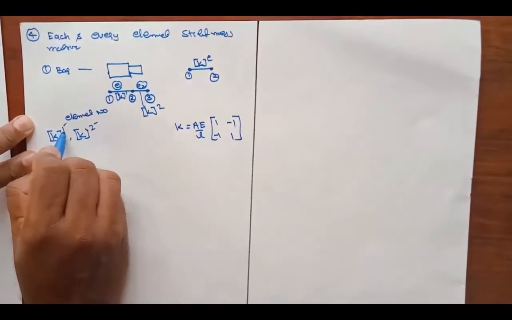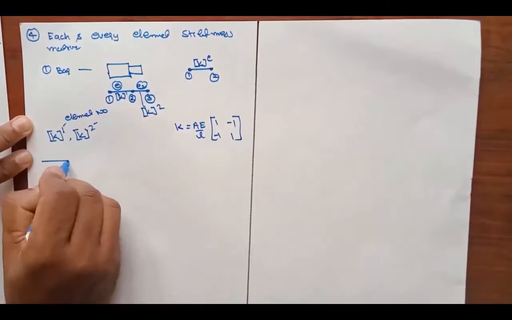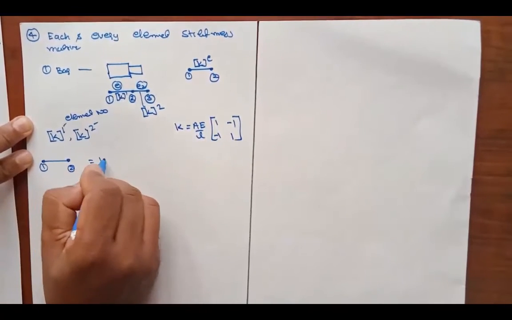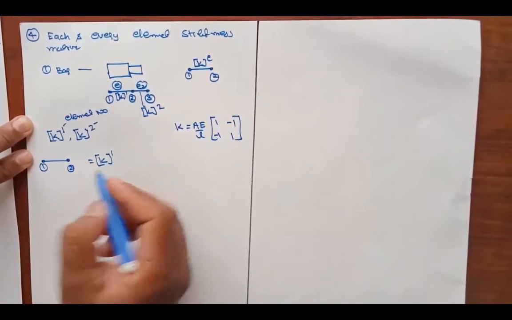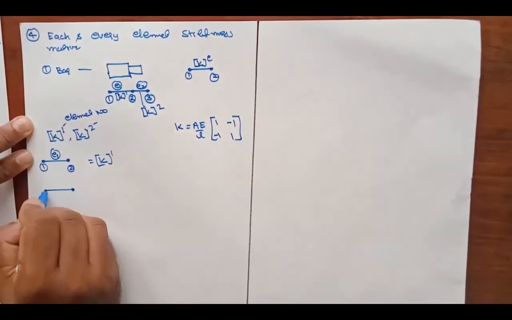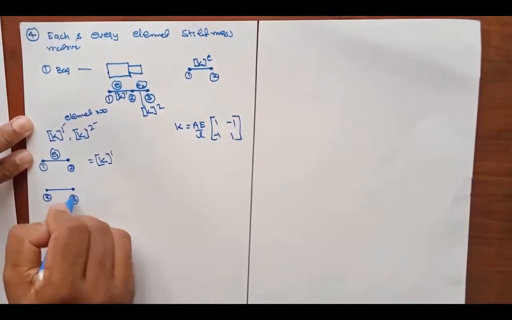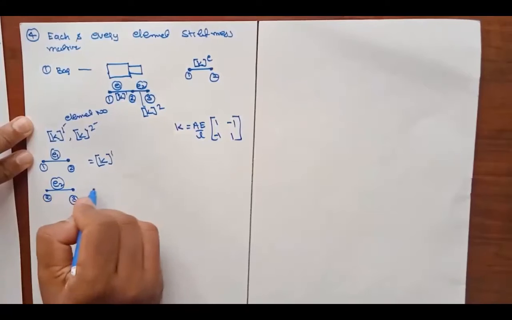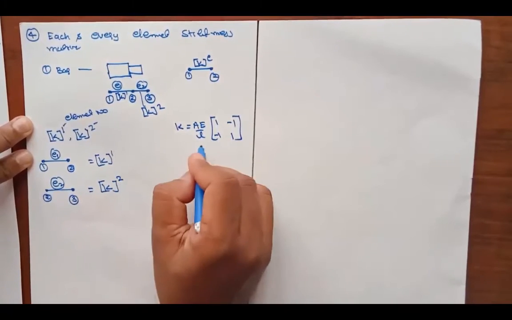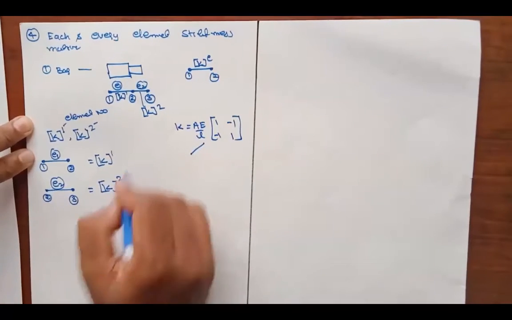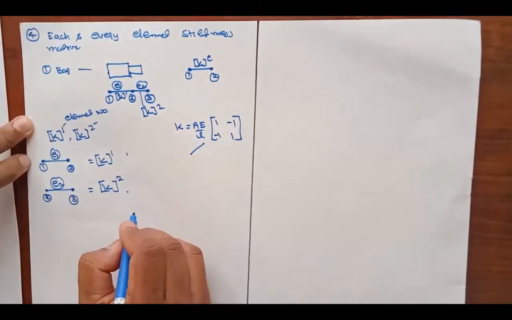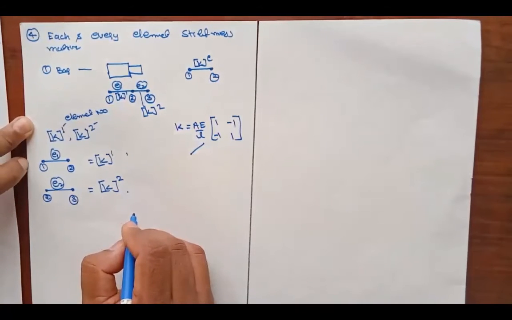Superscript 1 indicates the first element stiffness matrix, having nodal numbers 1, 2. So this is the stiffness matrix K1. Similarly, the second element has nodal numbers 2, 3, and this is element 2, and it is possible to define K2 by using this formula. So once you know K1 and K2, then you go for the assembly, that is the next step.